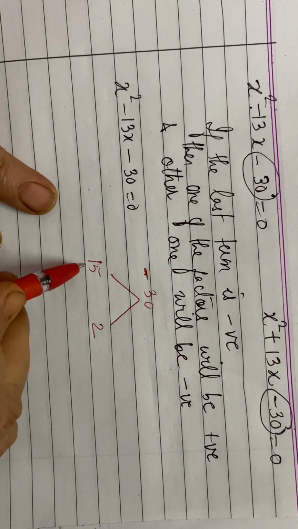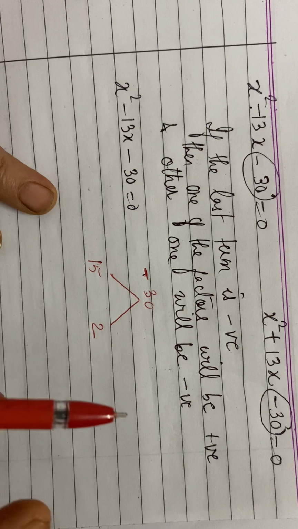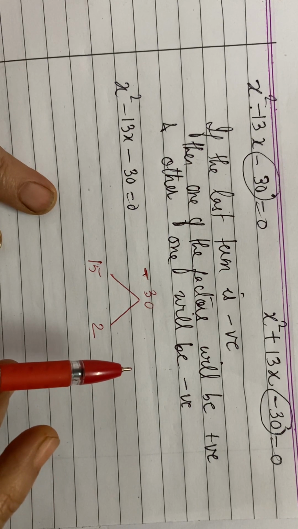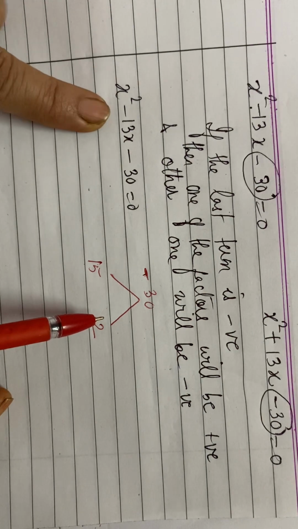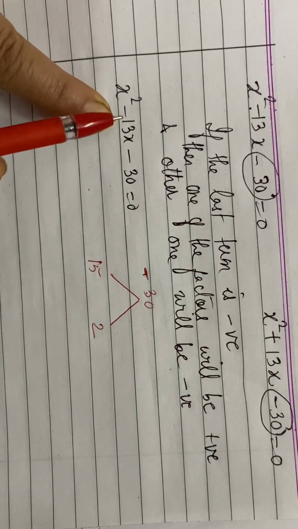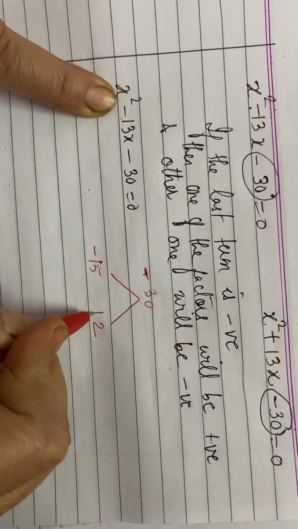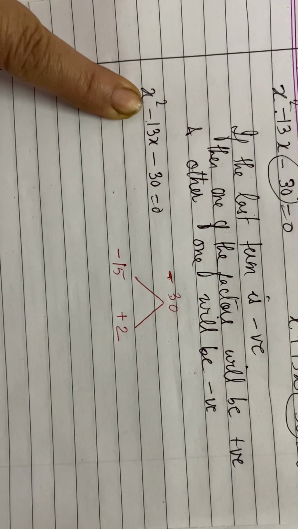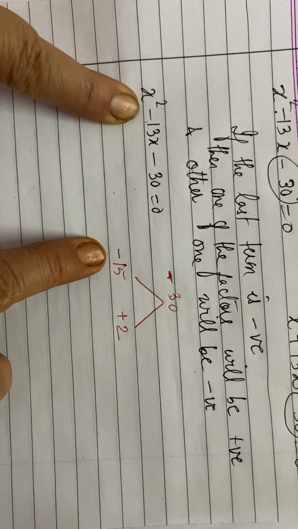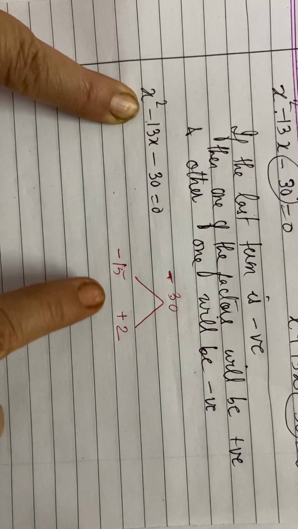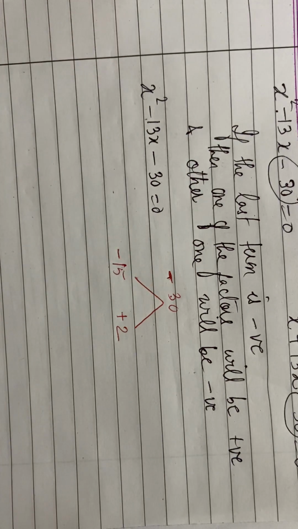Now as I said, as this term is negative, one of the factors will be negative, another one will be positive. Which one should be negative and which one should be positive depends upon the sign of the middle term. The middle term is negative, so the bigger factor should be negative and the smaller factor should be positive. See, minus 15 plus 2 will give you minus 13, sign of the greater number. Minus 15 multiplied by plus 2 will give you minus 30. So I hope you got this thing.